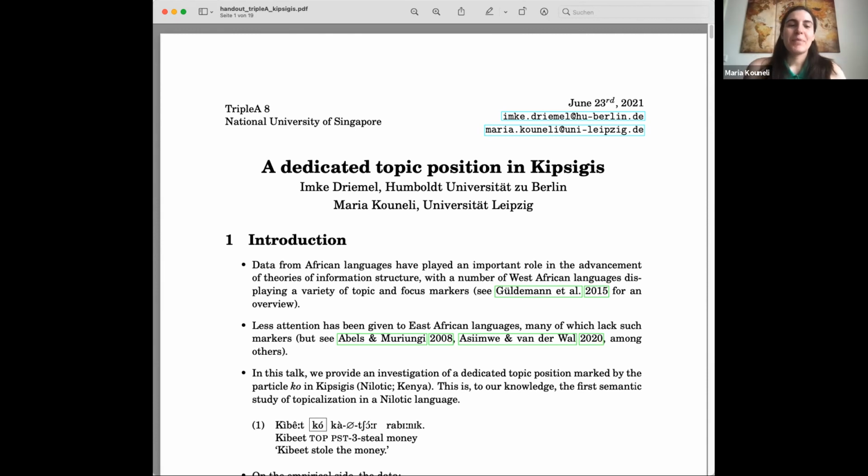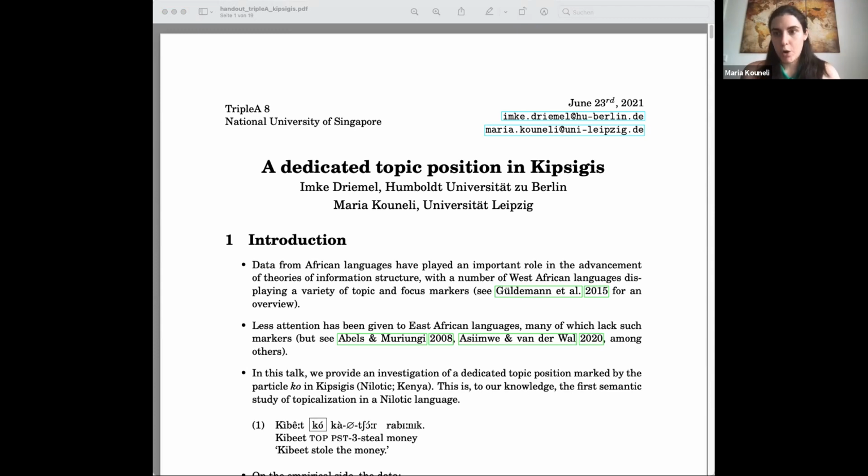Okay, so data from African languages have played an important role in the advancement of theories of information structure, and it is well known that a number of West African languages display a variety of overt topic and focus markers. However, less attention has been given to East African languages, with some exceptions, of course, since many of those languages lack these overt markers.